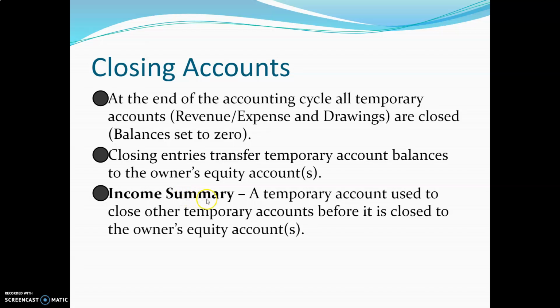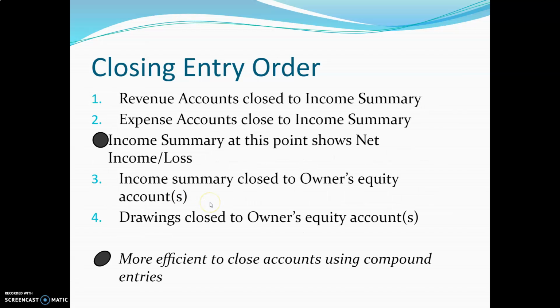And this here is a temporary account, a storage place as we go through. So this is what we call income summary. Income summary is a temporary account used to close other temporary accounts before it is closed to the owner's equity account. So we use this like a temporary storage bin before we're done with it. And there is an order to closing the accounts. First, we close the revenue accounts to the income summary. Then we close the expense accounts to the income summary.